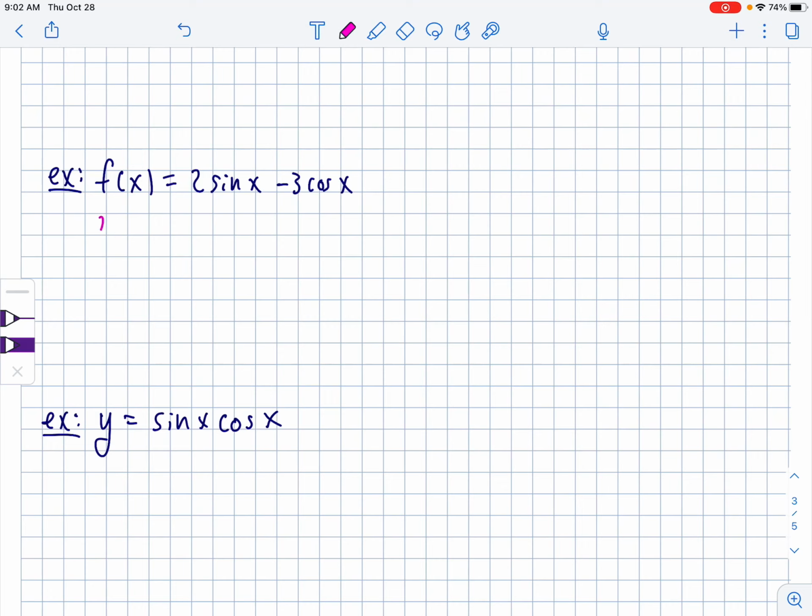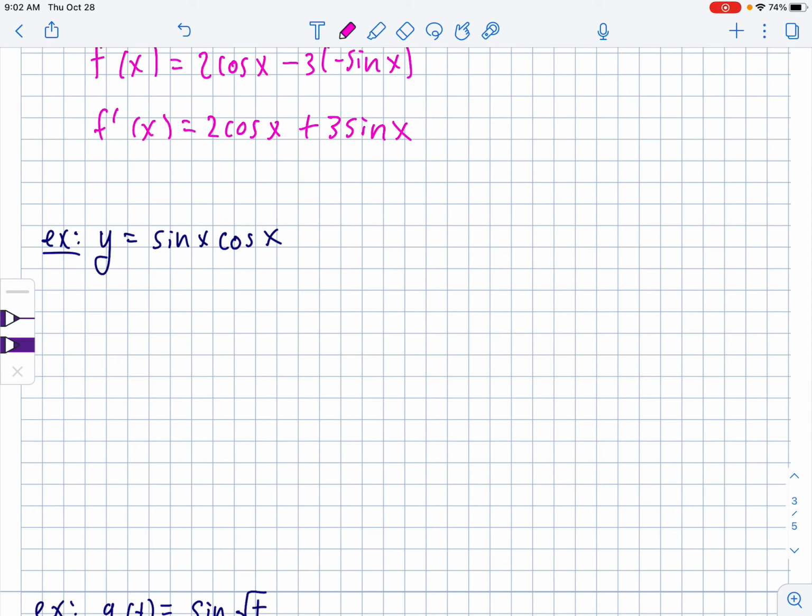Okay, the first one. You just split them up, do them separately. The derivative of sine of x is cosine of x, and the derivative of cosine of x is negative sine of x. So you get negative 3 times negative sine of x. So this equals 2 cosine x plus 3 sine x.